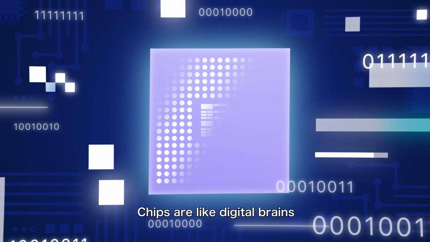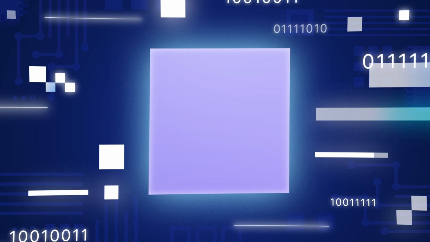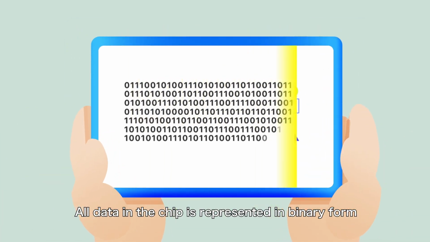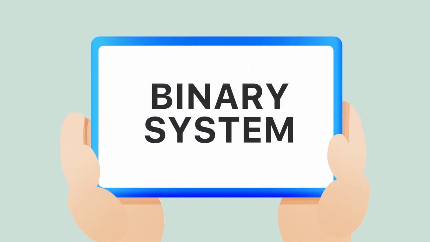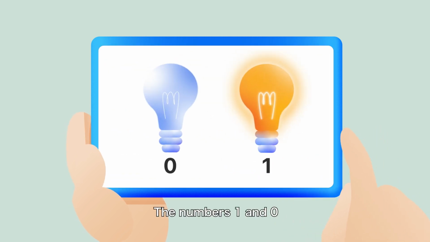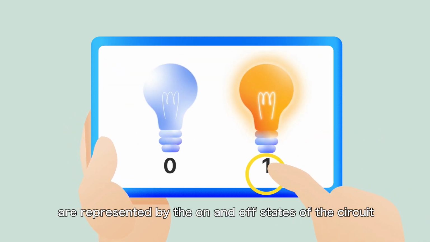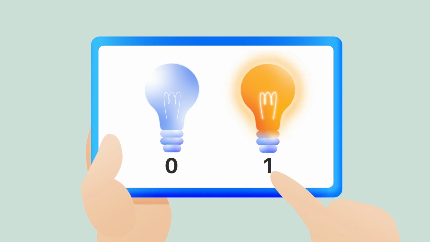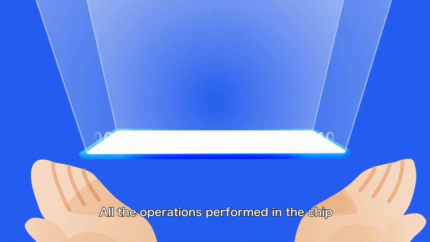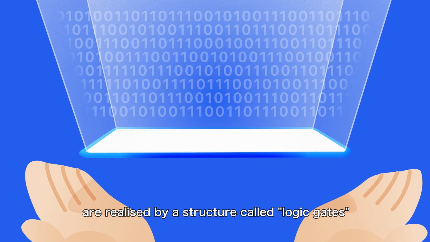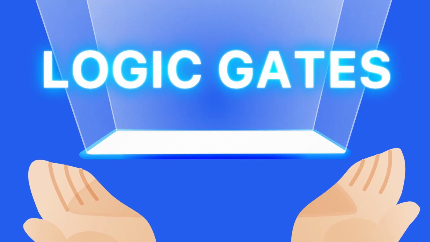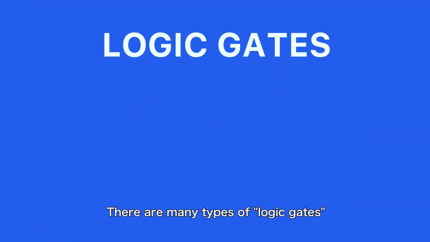Chips are like digital brains. All data in the chip is represented in binary form. The numbers 1 and 0 are represented by the on and off states of the circuit. All the operations performed in the chip are realized by a structure called logic gates. There are many types of logic gates.